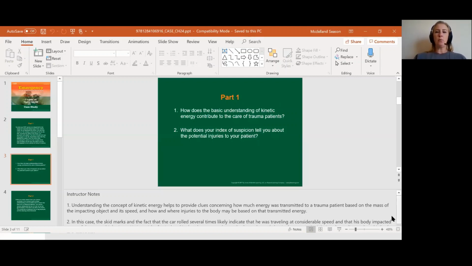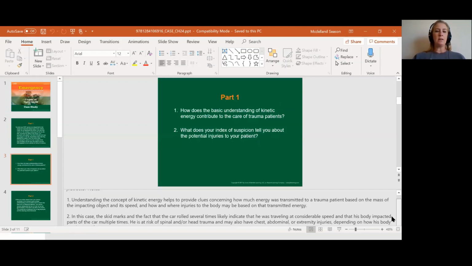So question number one is, how does the basic understanding of kinetic energy contribute to the care of trauma patients? And the instructor notes in here, which are the answer, say: understanding the concept of kinetic energy helps to provide clues concerning how much energy was transmitted to a trauma patient based on the mass of the impacting object and its speed, and how and where the injuries to the body may be based on that transmitted energy. So that answers the question in a paragraph format, and it's a full answer to the question.